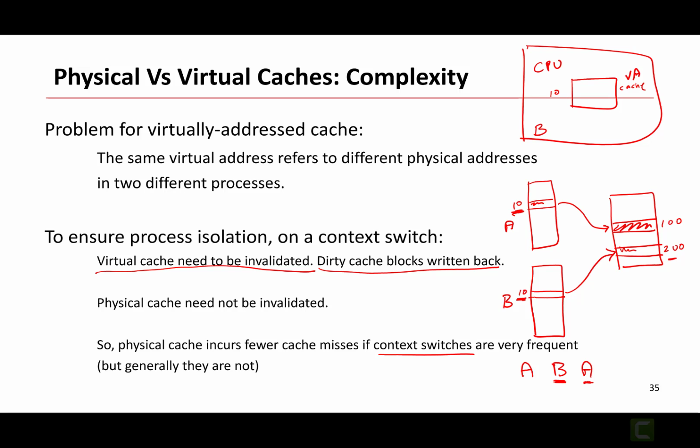But in most cases, like in supercomputers or even in data centers, when programs run long enough, context switches are fairly infrequent, and so there is not a lot of performance to be gained because you have a physically addressed cache.